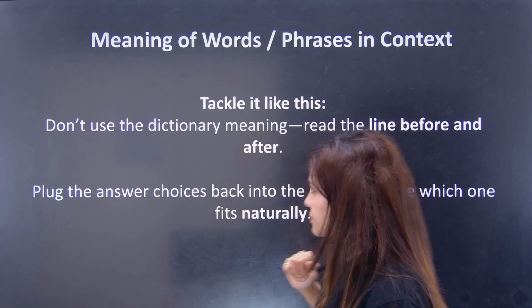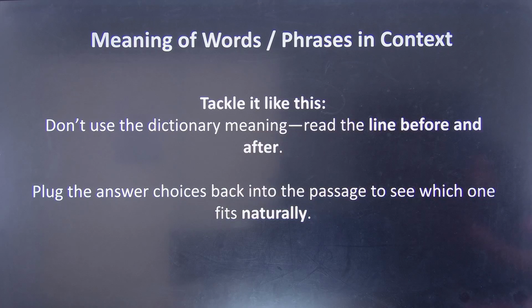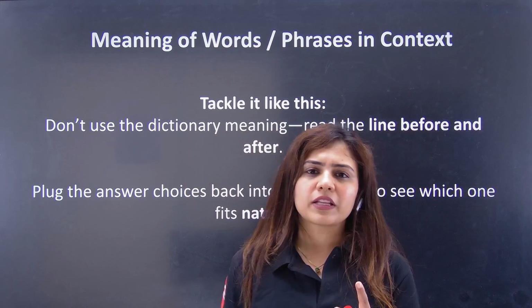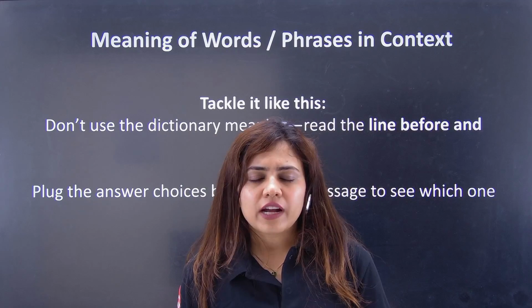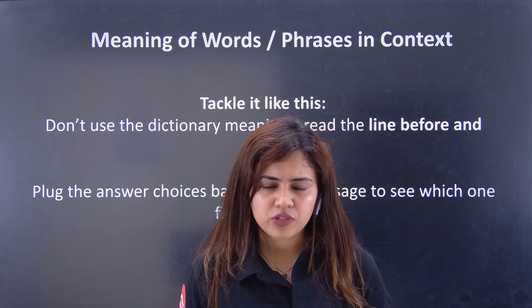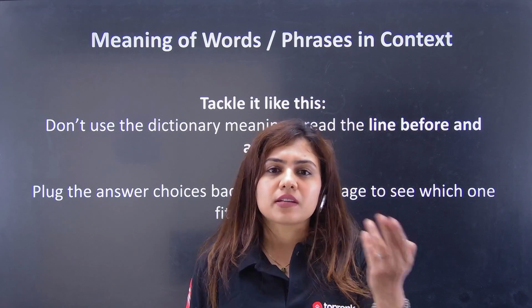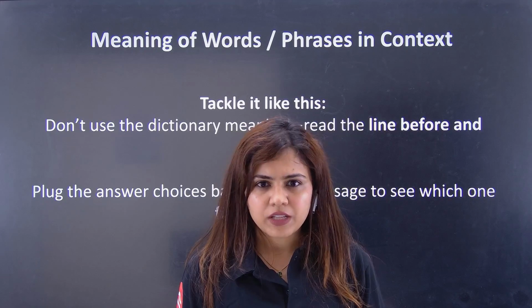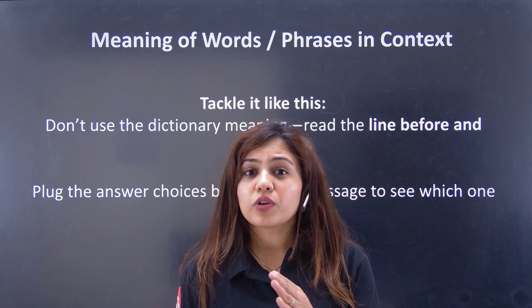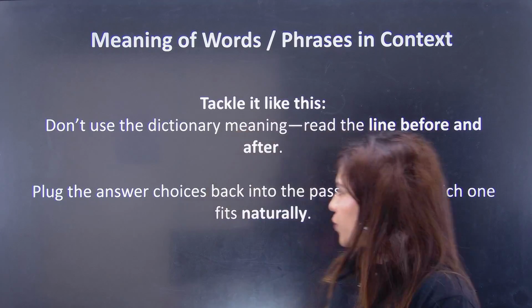Then, plug the answer choices back into the passage to see which one fits naturally. You've got 4 options. Out of that, if you have figured out that the tone of the writer is positive, then automatically if 2 negative options are visible, they get eliminated right away. And then you can just simply substitute which one fits better. Okay? This might work 70-80% of the time, so you can start practicing that. Okay?